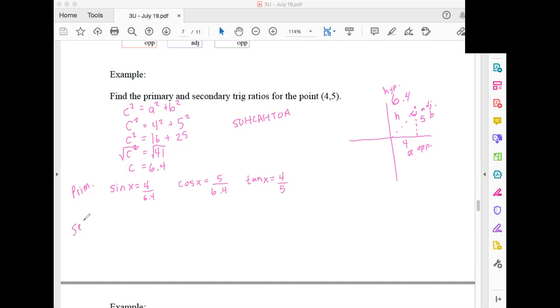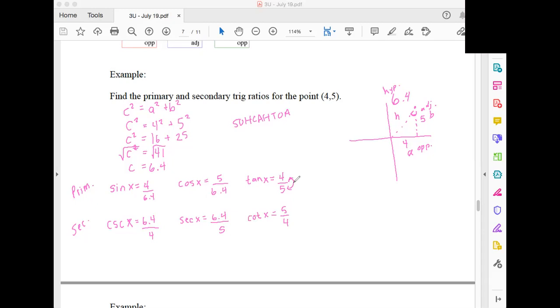And then we've got our secondary, so those are the reciprocals. So we've got cosecant, which is the reciprocal of sine, and you just flip it. So it becomes 6.4 over 4. This one is secant, 6.4 over 5. And then this is cotan, which is 5 over 4. So you just flip your fraction here. Okay, so that is our answer for that example.